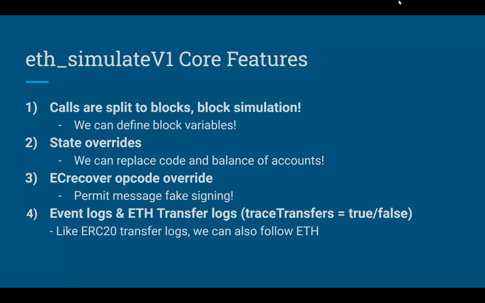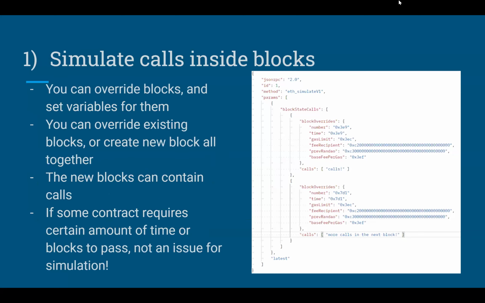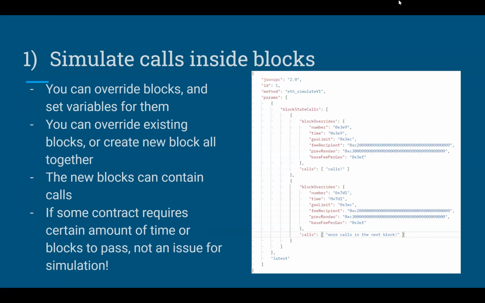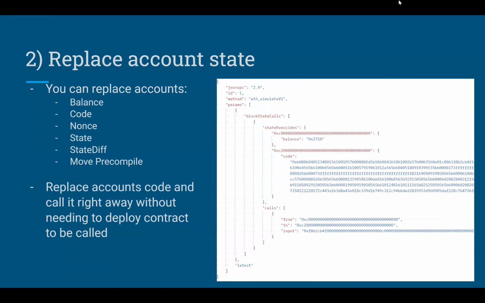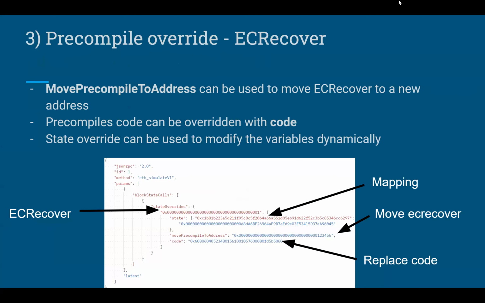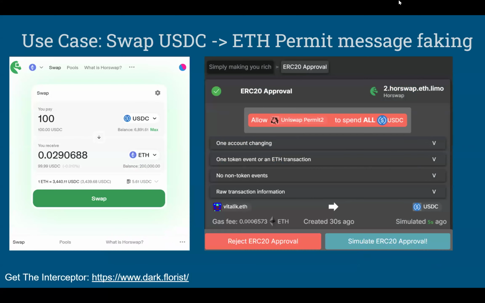Then we have the event logs and ETH transfer log, and then I go through all these four one by one. First the calls that are inside the blocks, then replacing the accounts, and then the ecrecover override. Then I go through how you can do the precompile override, which is kind of the ecrecover override nowadays. And then I showcase the interceptor, but I don't actually use the interceptor.